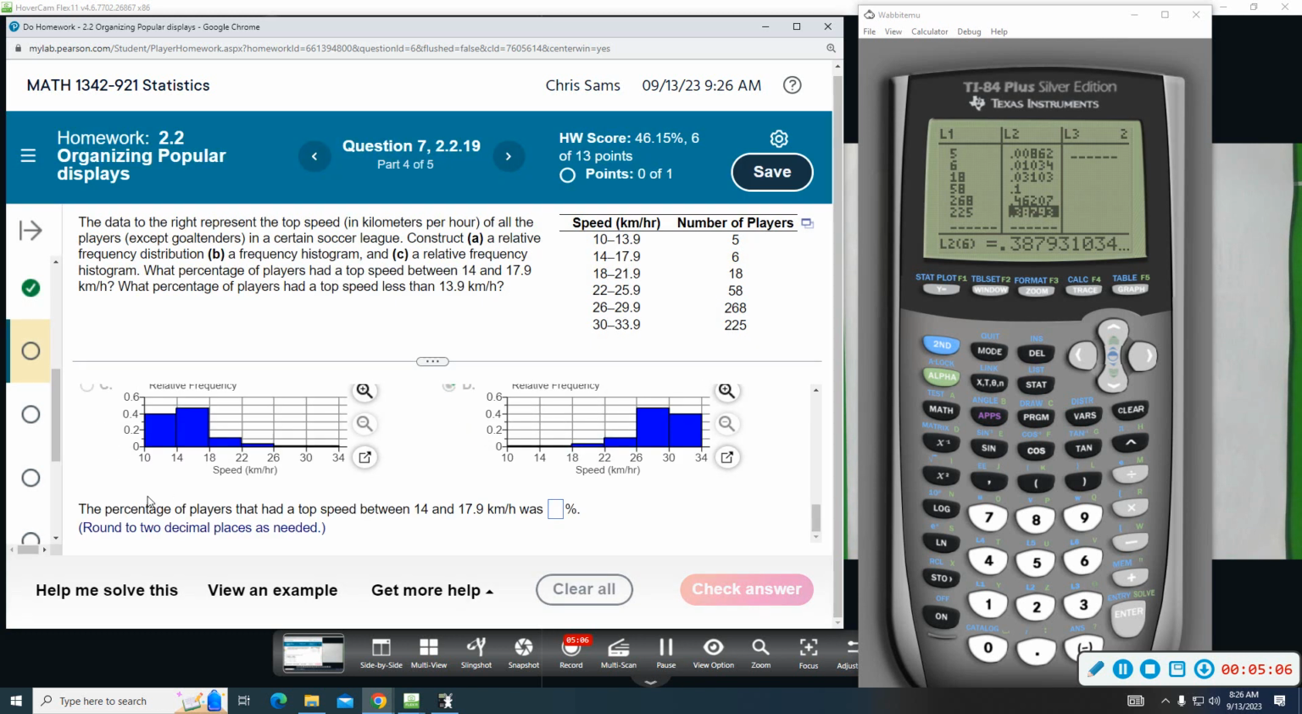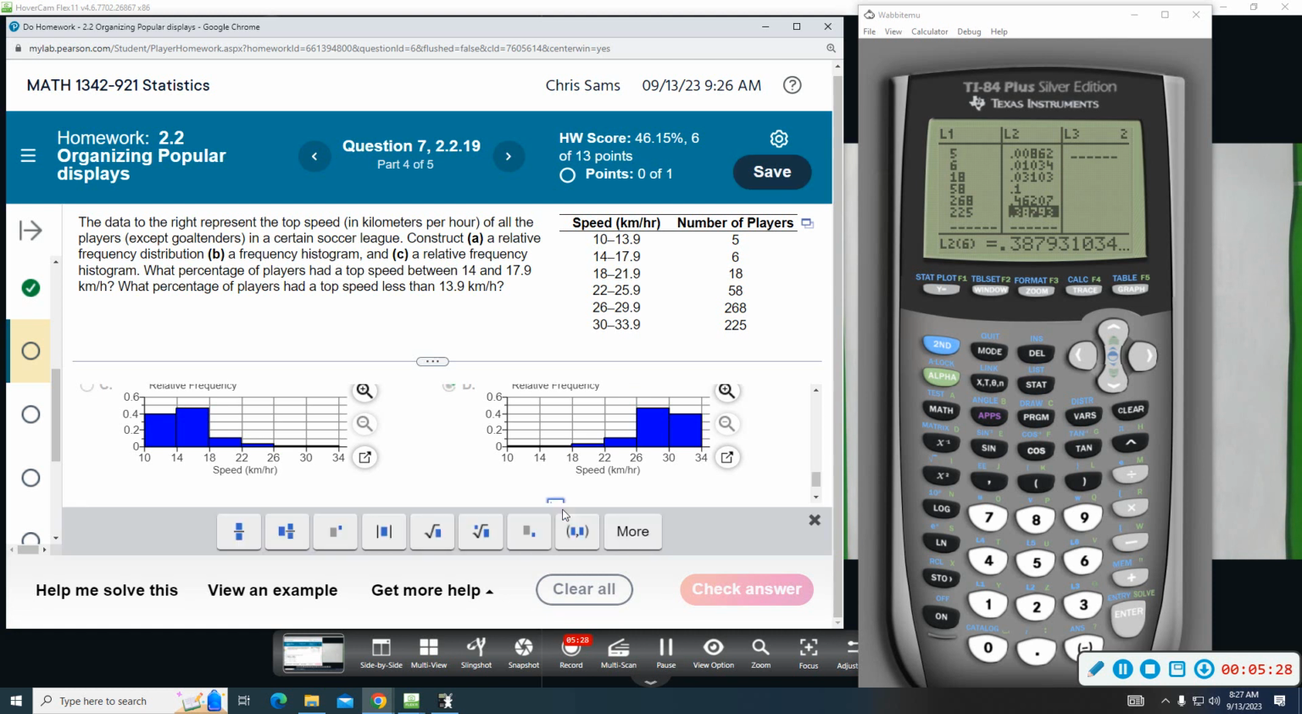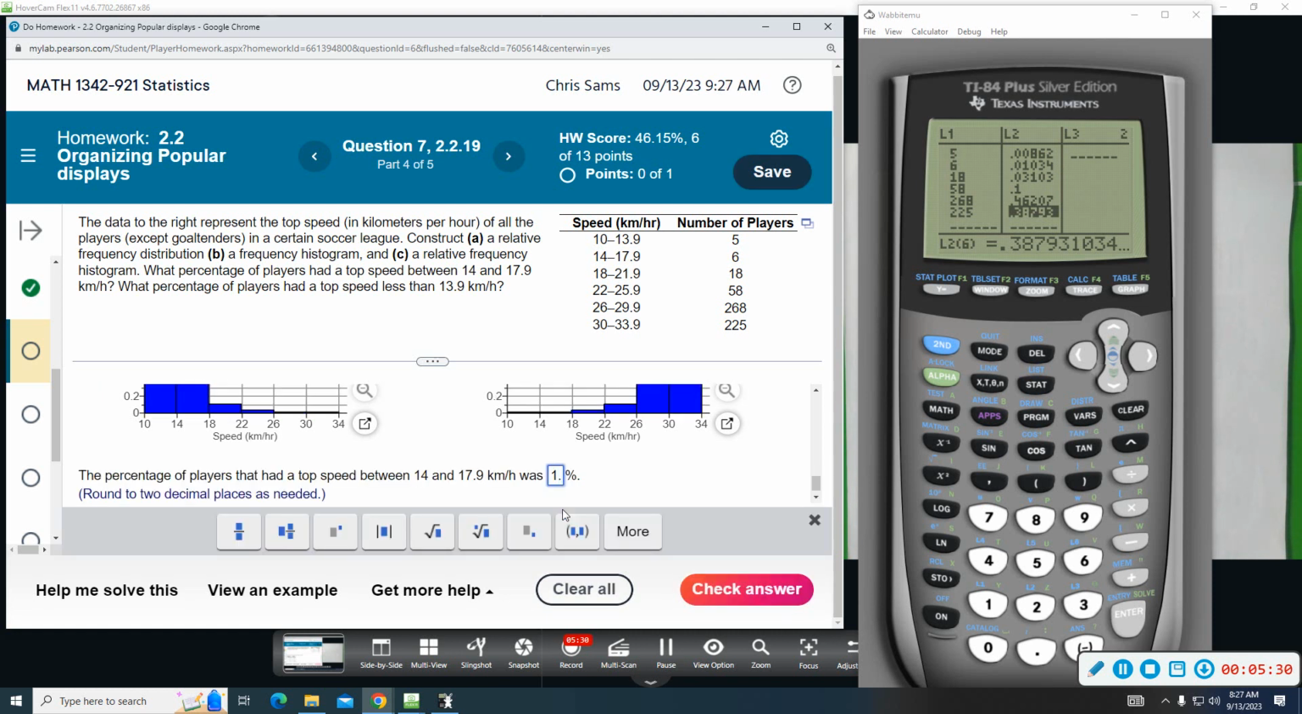All right, so now we want to know the percentage of players that had a top speed between 14 and 17. So 14 and 17 had the frequency of 6. This is 0.0103. So if we move that decimal place 2 times to the right, we're going to get 1.03%. Round to 2 decimal places, so 1.03%.